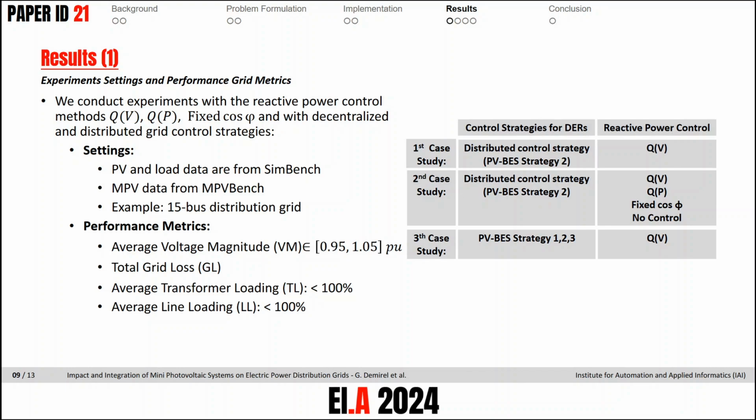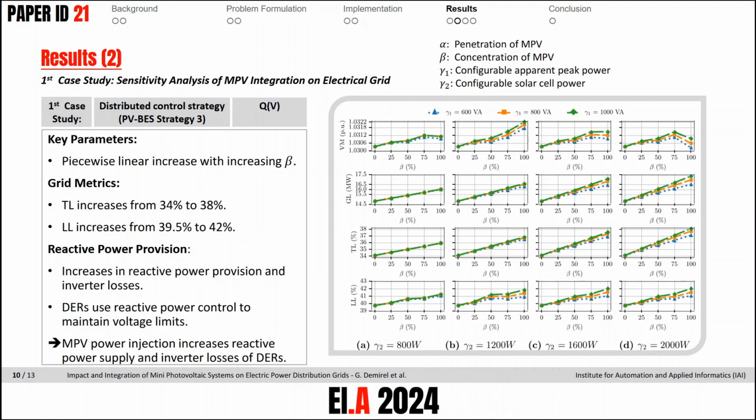On the right side of the slide, you can see a table summarizing the control strategies for DERs and the reactive power control methods used in our case studies. In the first case study, we use distributed control strategy 2 for DER systems with the reactive power control mode. The second case study uses the same control strategy 2 for DER systems with different reactive power control modes. The last case study uses decentralized and distributed control strategies, as well as a day-night controller with Q of P reactive power control.